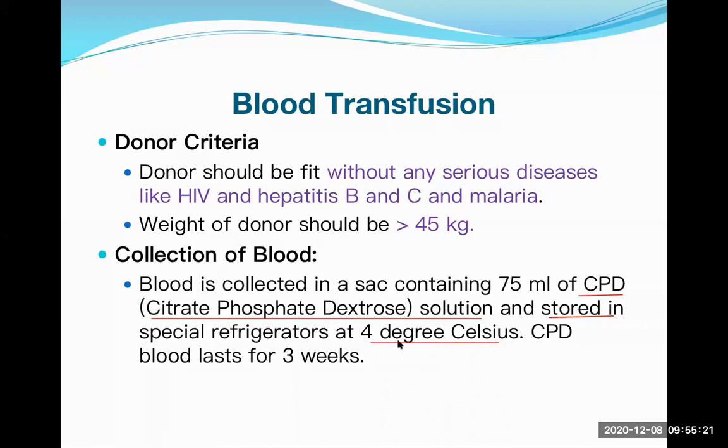Otherwise, the components of the blood will be lysing quite early. And there is a chance of contamination also. CPD blood lasts for 3 weeks. And after 3 weeks, we have to discard it, even if the quantity of the blood is a lot in the blood bank. Probably after that time, that blood is relatively not useful. So CPD, citrate phosphate dextrose, is the solution which is mixed to the blood to increase the life of that component of the blood, especially RBC.